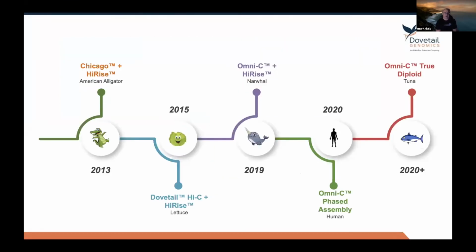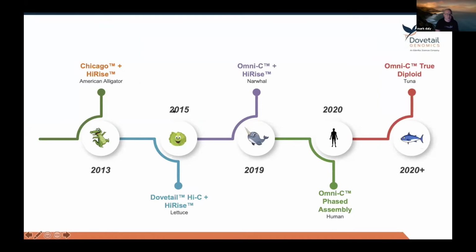Just very briefly going through the timeline of Dovetail. We started in 2013. This company arose out of Ed Green's lab at UC Santa Cruz, and he developed Chicago, which is an in vitro proximity ligation technology, unlike HiRise, which is in situ. Nick Putnam wrote the software HiRise, which we still use today for our scaffolding. They very successfully scaffolded the American alligator assembly, but they did not get it to chromosome scale because Chicago is done in vitro, not in situ.